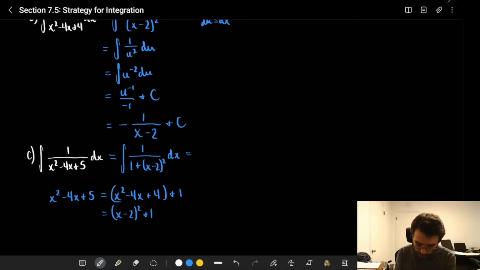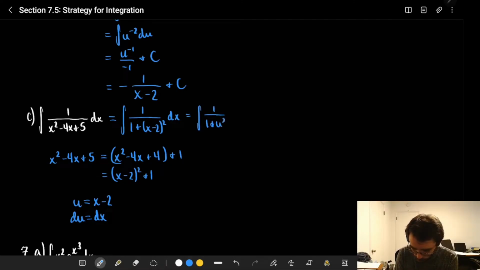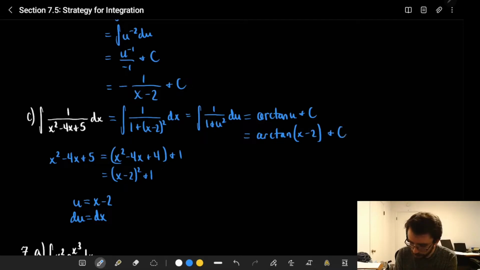You could, again, do a u sub with x minus 2 as u. du is dx, so this becomes 1 over 1 plus u squared du, and that is nice. That's arctan of u, as we saw before. Plug back in for u was just x minus 2, and that's what you get. And you could check by taking a derivative, right? Taking a derivative of that would give you 1 over 1 plus that squared. Yeah, which is exactly what you want.